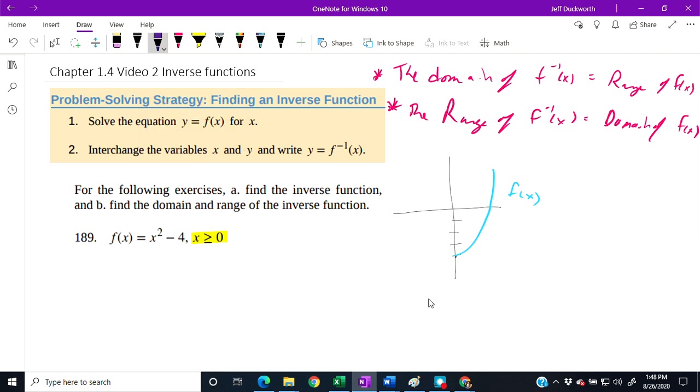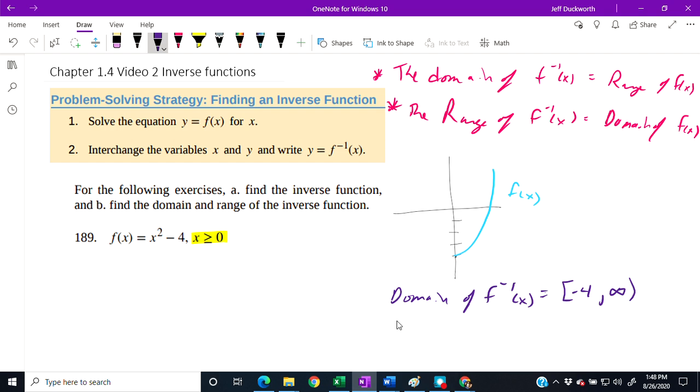Okay, so if we're looking for the domain and range of our inverse, we can find the domain of our inverse, which is going to be the range of that f of x function. Well, if you note, it goes from negative 4 to infinity, our range of the original function. So the domain will be the same. All right, the y values that this function can take.